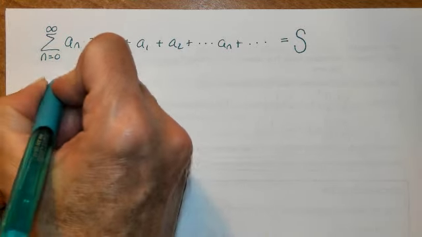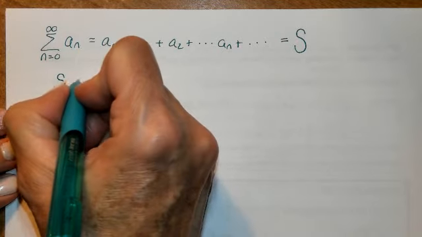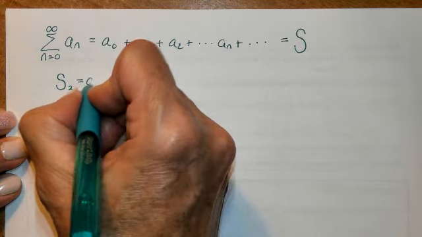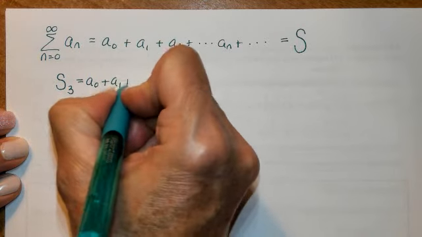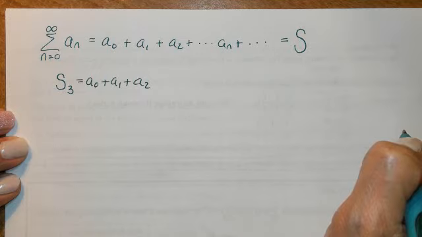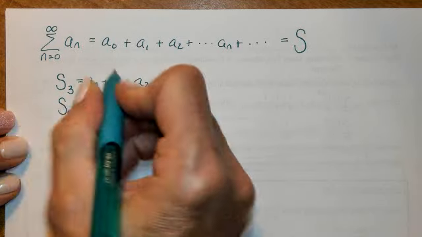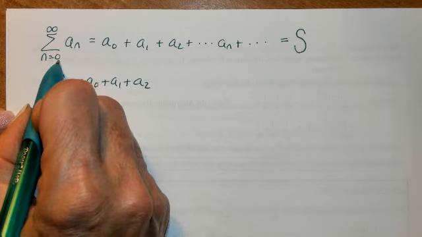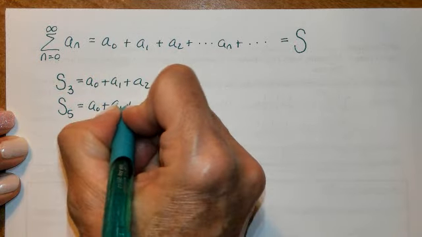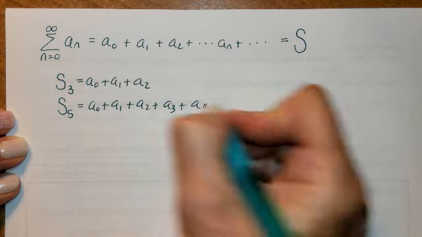So, for instance, S sub 3 would be the sum of the first three terms. In this case, the first three terms are right here. Okay? That would be the first three terms. We could write the sum of the first five terms, and in this case, where n starts at 0, the first five terms would be right here.